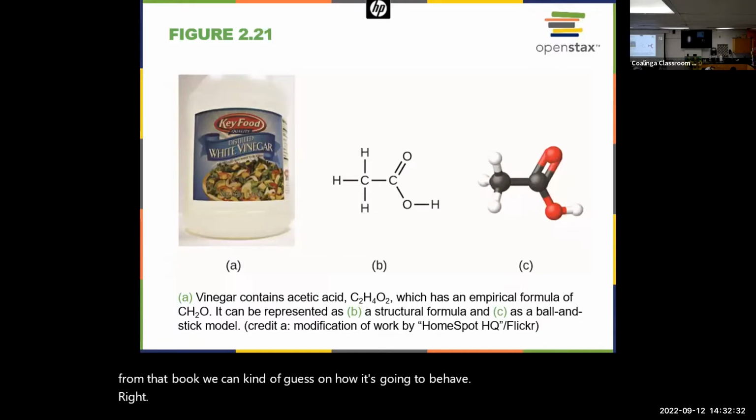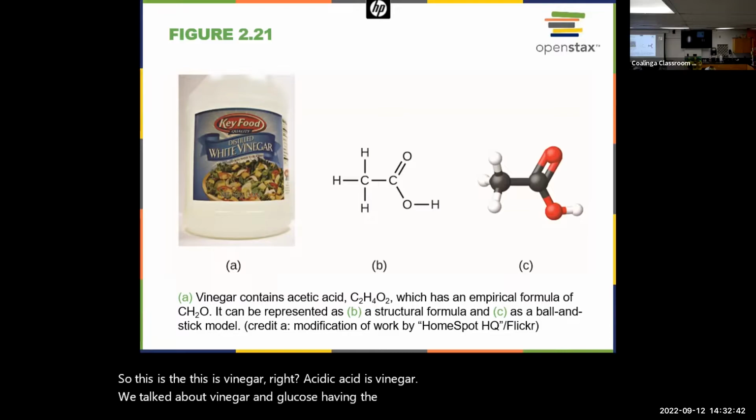So this is vinegar, right? Acetic acid is vinegar. Now, we talked about vinegar and glucose having the same empirical formula. Now, let me ask you this. How many of you guys put vinegar in your coffee? Anybody?